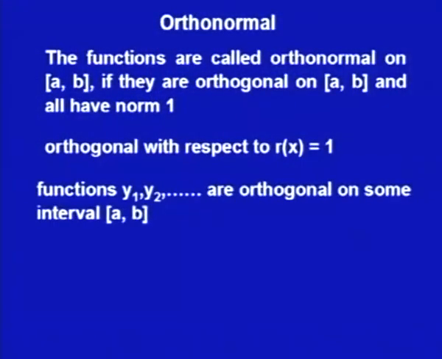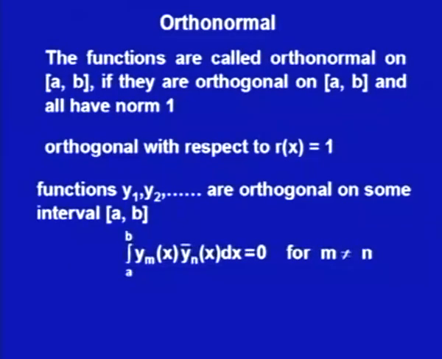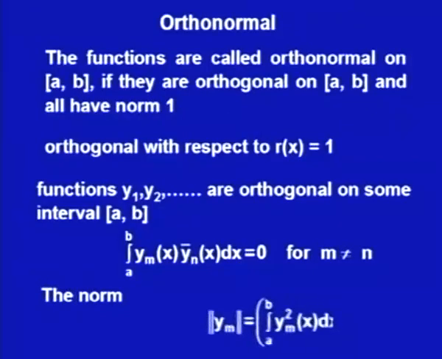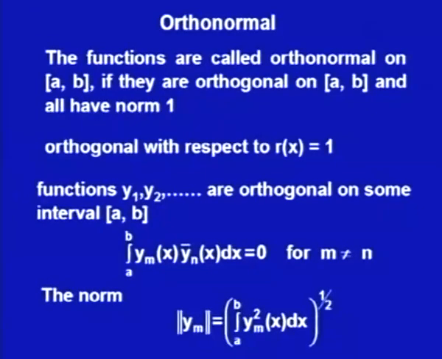The functions y1, y2 are orthogonal on some interval [a, b] if the integral of y_m(x) y_n(x) dx on [a, b] is 0 for m not equal to n. The norm is now being redefined as the square root of the integral of y_m squared with respect to x on a to b. So, we have taken r to be 1, and here we are not using r(x) as 1, that term we are deleting.